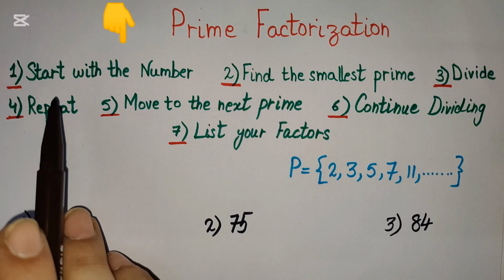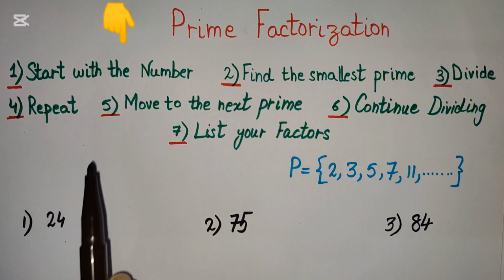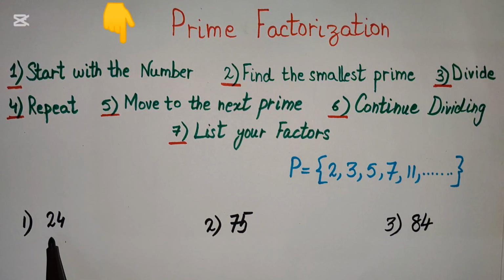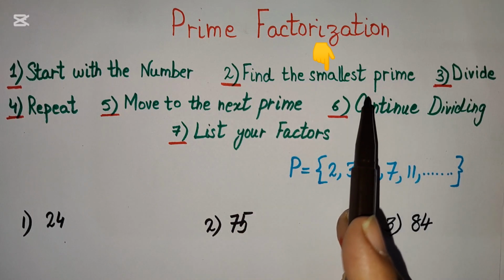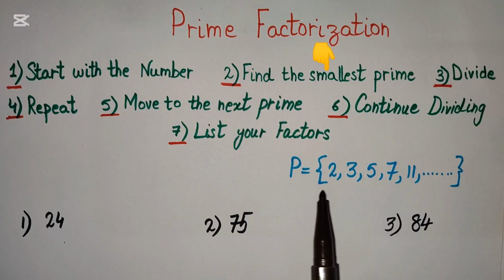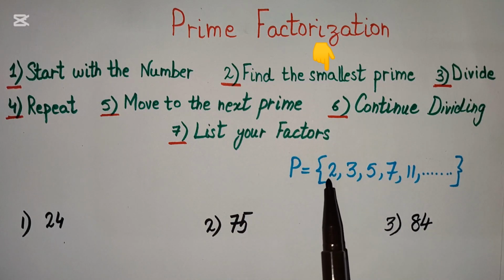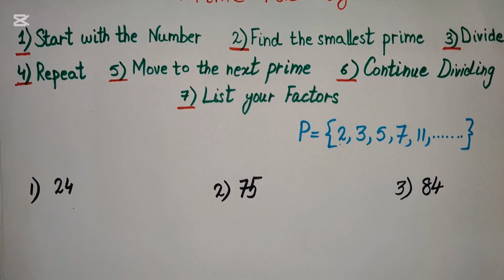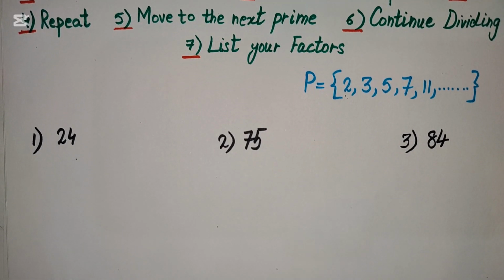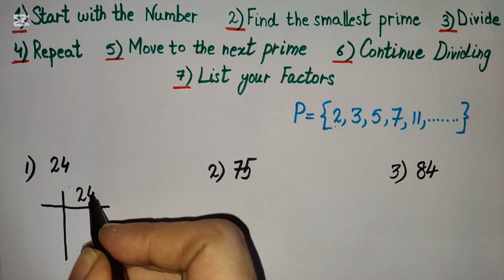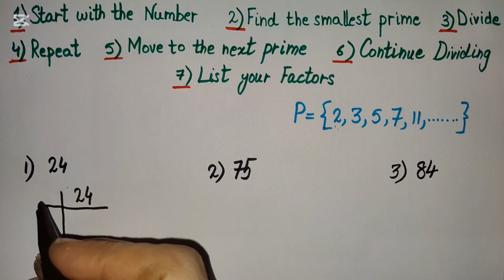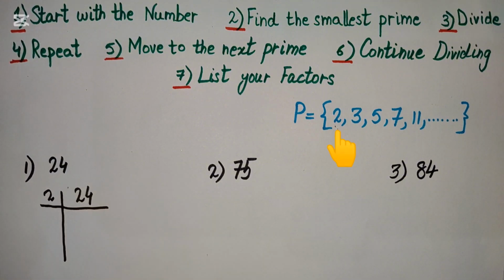The first step is start with the number. Choose a number you want to factor, like 24. Second step is find the smallest prime. This is the set of prime numbers. So the smallest prime number is 2, so we will start with 2. We will draw 2 lines. Here we will write 24, and we will write 2 here.